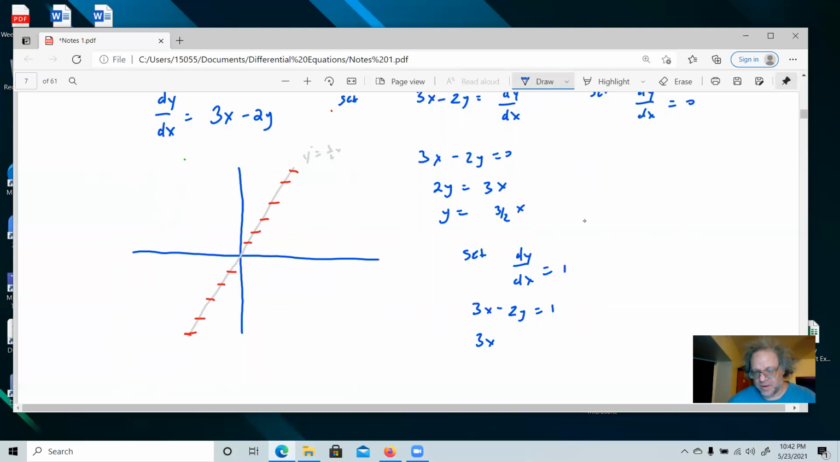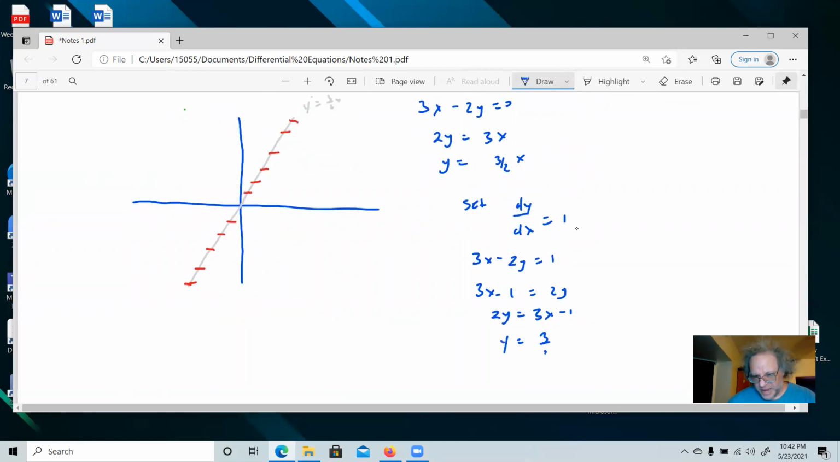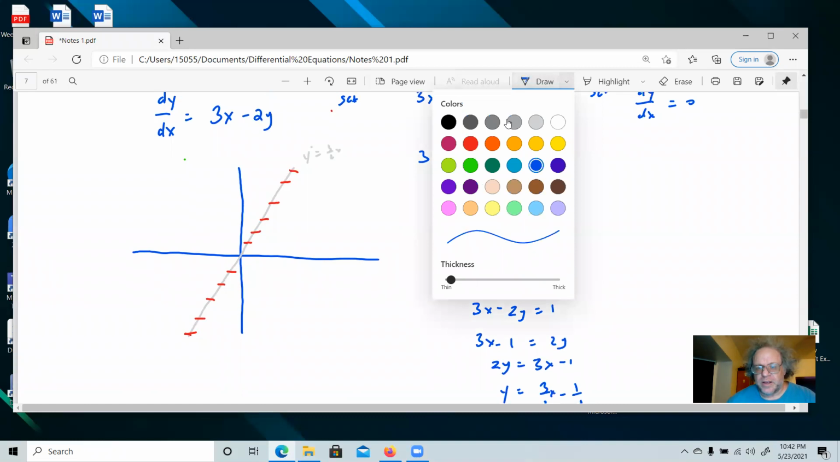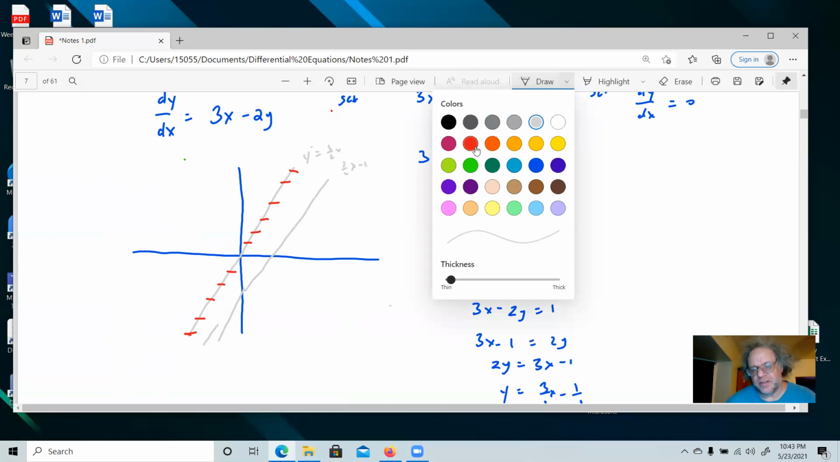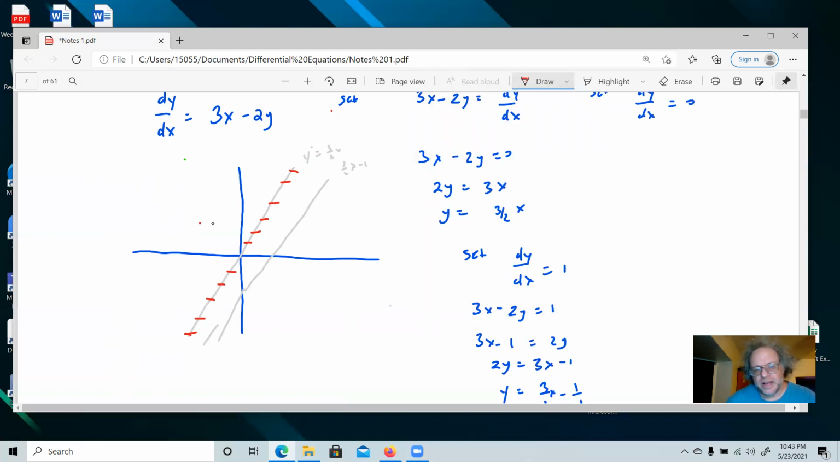We've got 3x minus 1 is equal to 2y. So 2y equals 3x minus 1, and y is equal to 3/2 x minus 1/2. So all we are doing here is coming up with the same thing. I'm going to extend my line a bit here. The line is y equals 3/2 x minus 1/2. So when I go ahead and draw in my slopes, by the way, this line here, this line, and this line, these are called isoclines.